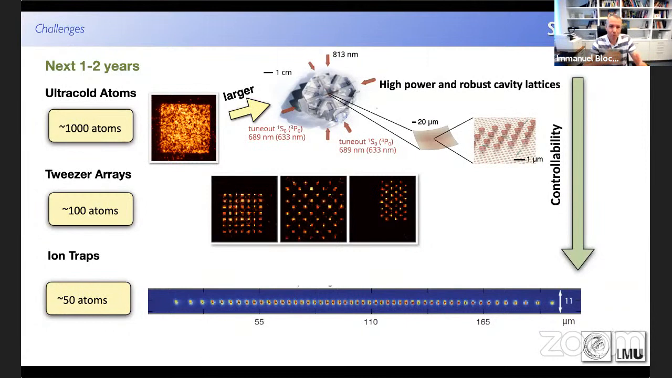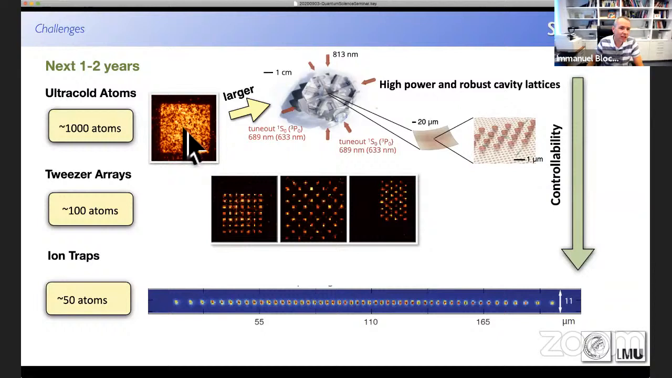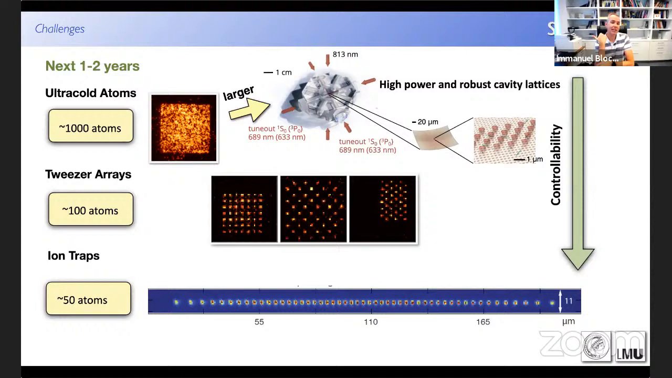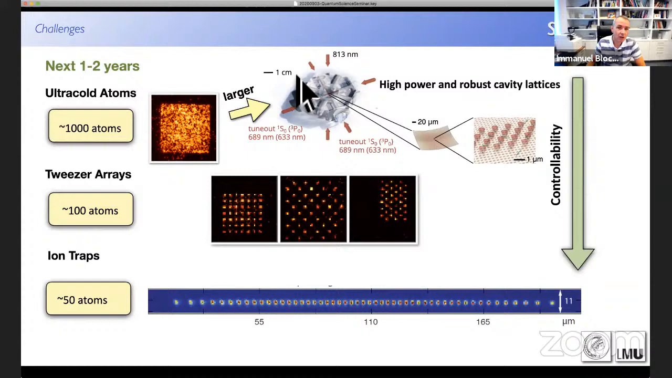The lattices I showed you today, we're pushing up to system sizes of a few thousand particles. Tweezer arrays are in the few hundred particle sizes. Ion traps are now approaching 50-atom systems in the lab, of course with different degrees of controllability. In terms of lattices, we're already planning the next step of how to go even larger. That's what Sebastian's team is working on: building these monolithic cavities where we can have really huge waists to generate the intensities for large volume lattices. That should allow us to go from a few thousand particles to a few tens of thousands of particles, now with single atom and single site resolution. Something like that could maybe also be interesting for space-based optical clocks, where you have just a monolithic design that generates these very high quality lattices.